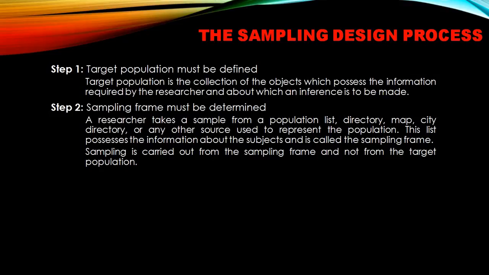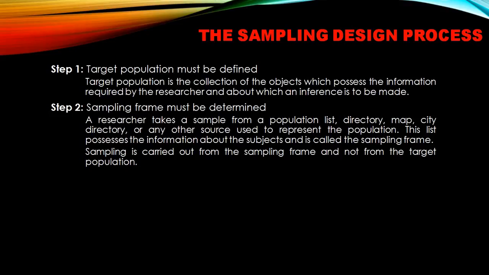Step 1, you have to design the sampling process. In that, the first step should be you have to define your target population. So who should be your target population? Target population is the collection of objects which possesses the information required by the researcher and about which an inference is to be made. Now let us say if I want to do a research on the mobile phone users in Delhi.